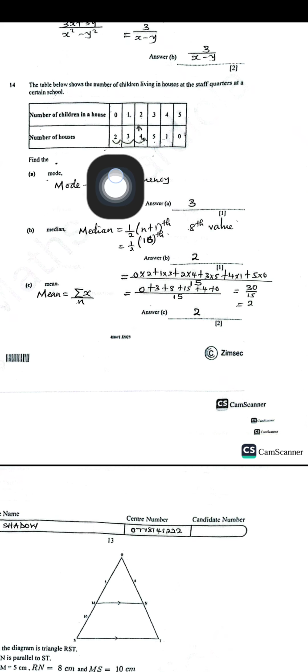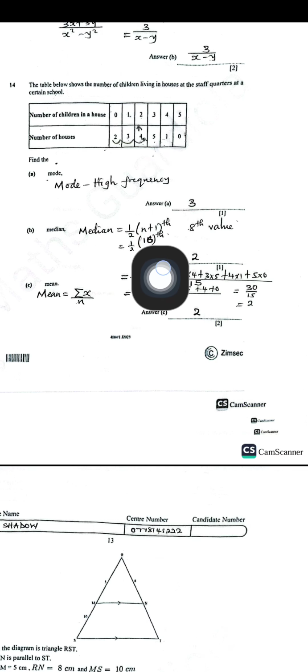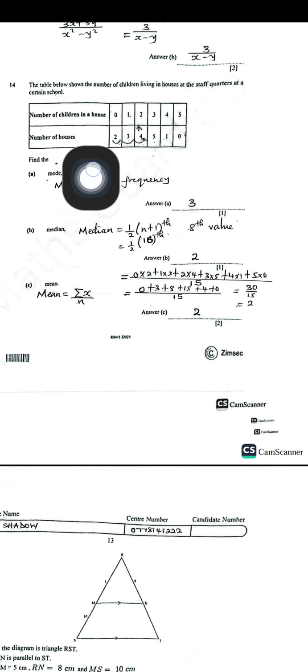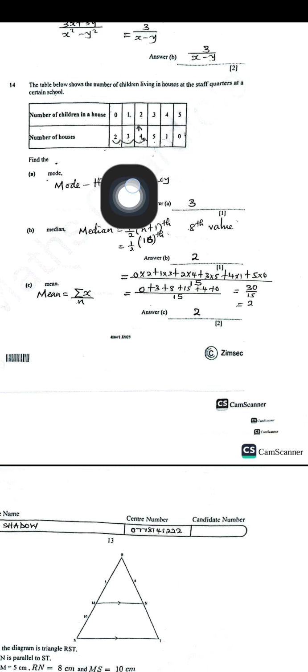number of houses. The sum of these, we have 2 plus 3, 5 plus 4, 9 plus 5, 15 plus 1, 16. So half of 16, which is the 8th value. We have the 8th value. So now find the median. We just add these numbers. Then you take the number of children where there is the 8th value.